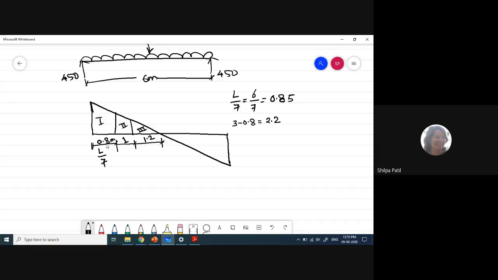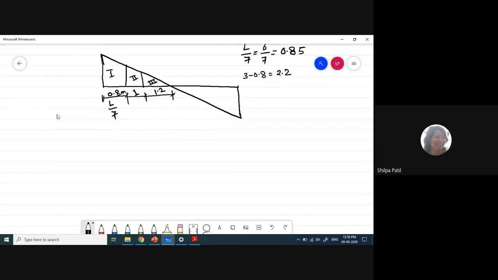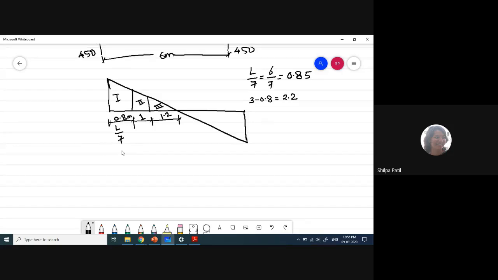You can simply divide the remaining part into two equal parts. 2.2 divided by 2, you will get 1.1, 1.1. Instead of that, I have considered 1 in zone 2 and 1.2 in zone 3. You can consider 1.1, 1.1 also. Is it clear how we have done the zoning in this case? Because the bars are bent, the bending of bars is done normally at a distance of L by 7 from the support as per the specification. So I have considered zone 1, and the remaining I have divided equally by adjusting the distances. Now what is the change here?